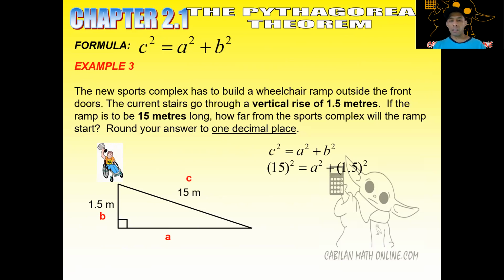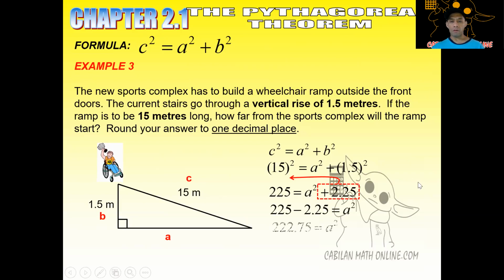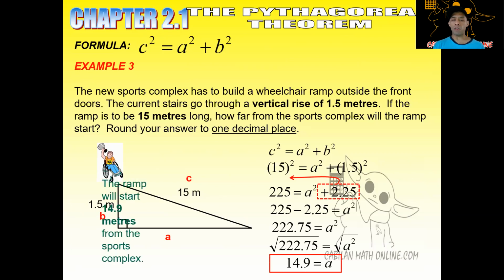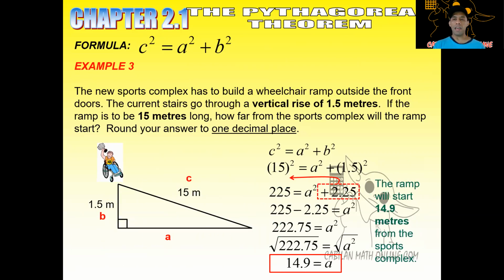Now the next step, we're just going to simplify the 15 squared, which gives me 225, and the 1.5 squared, which gives me 2.25. We're going to leave this A squared where it is. In our next step, we take the 2.25, move it to the other side, then subtract it from the 225 that's already there. That gives me 222.75. Last but not least, take the square root of both sides, and that gives me a value of 14.9 meters. And this wraps up this particular lesson.